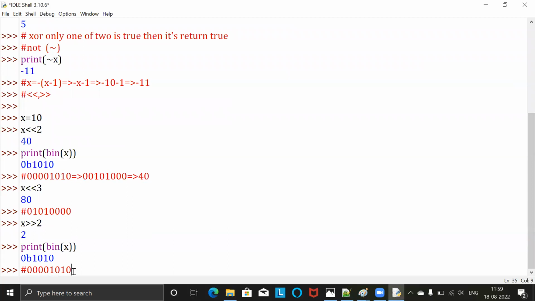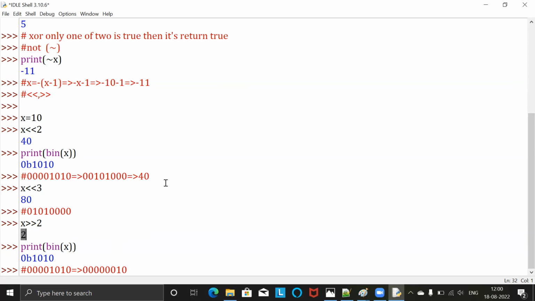Right shift operator means it first removes the right 2 bits, because here I take right shift 2. So the result is 0 0 0 0 1 0. It first removes the right side two bits. At last it adds two bits on the left side. Here the value is 2, so it returns 2.